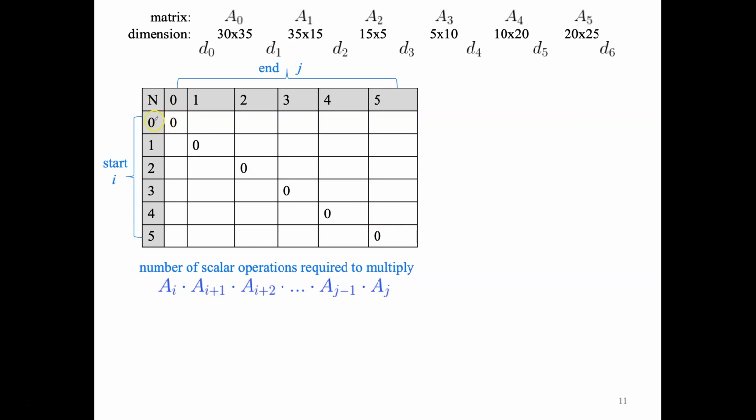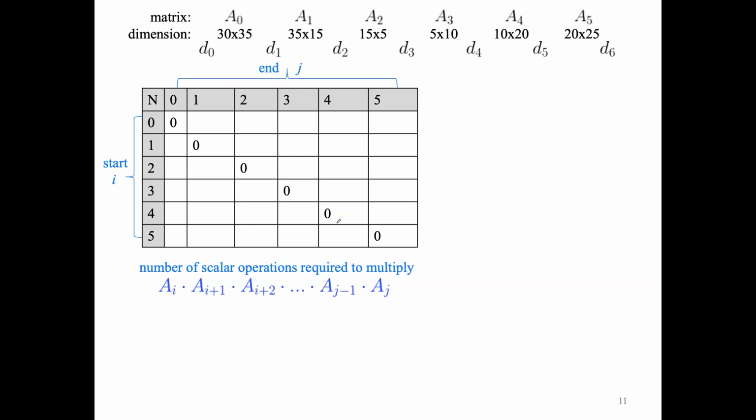Now, when the starting and the ending point is the same, all of these values are 0. So this is, for example, here, this is saying how much does it cost to multiply starting with A sub 2 and going all the way up until A sub 2, which is just the matrix A sub 2. So we have nothing else to do. This doesn't cost anything. Whereas here, this is saying we're starting at A sub 4 and we're going all the way up until A sub 4. And we already know what the matrix A sub 4 is. We don't have to multiply anything to get it. So the number of scalar operations that it takes is 0.